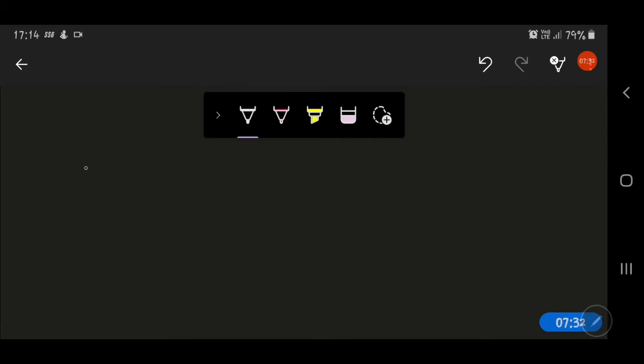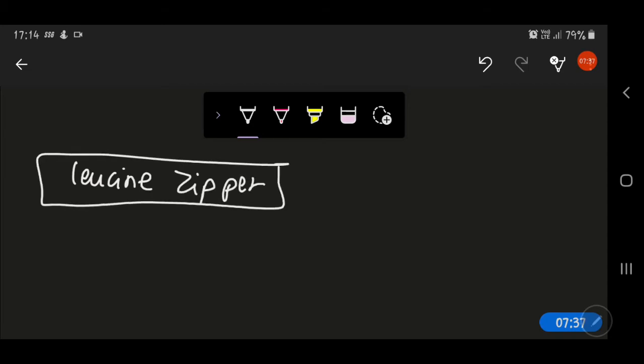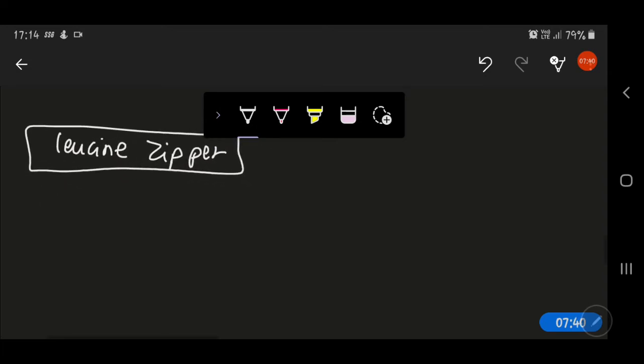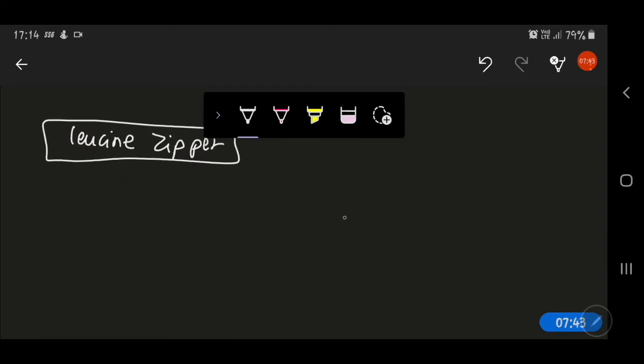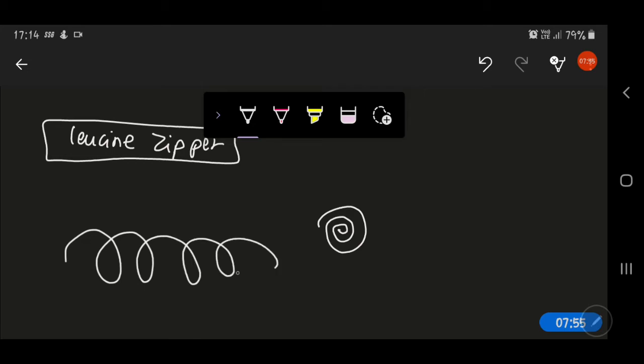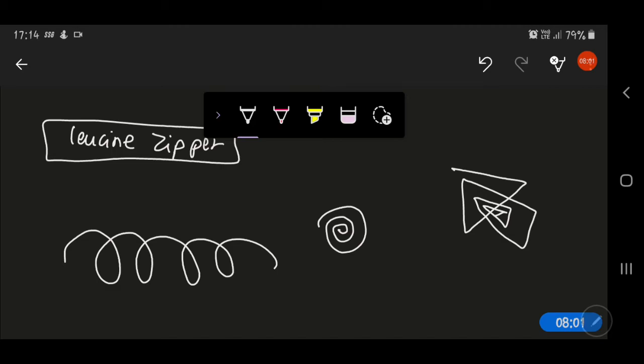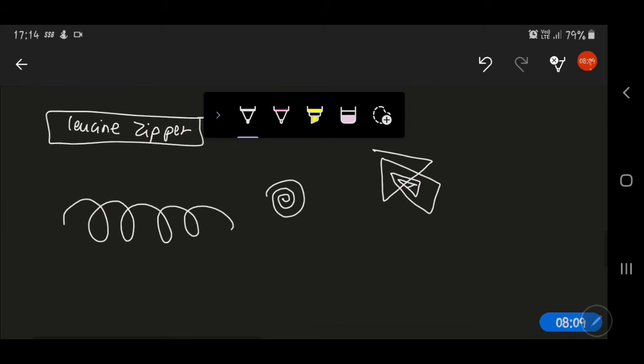Now we will discuss the leucine zipper motif. What is the leucine zipper motif? It is a protein molecule in which there is coiling, one over the other. This is not a 2D structure, it's a 3D structure. If we see it in a side view, it would look like this. It's something like helical turns, like a solenoid, something like this.